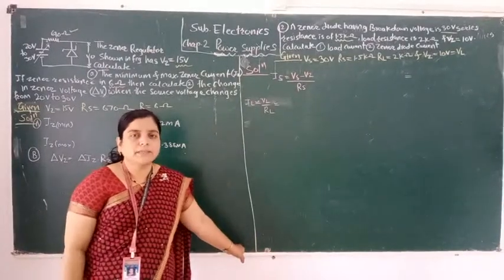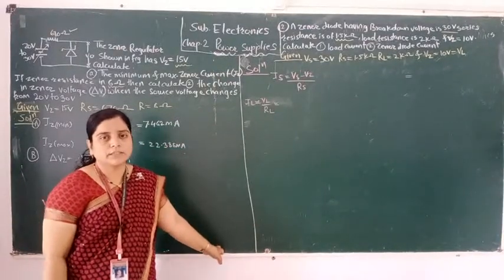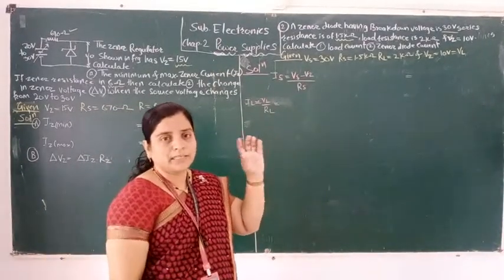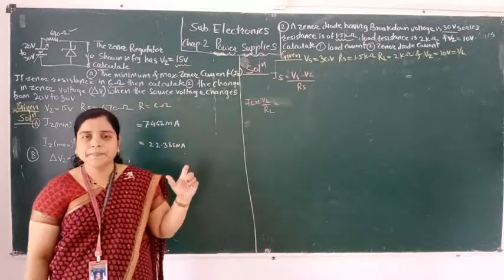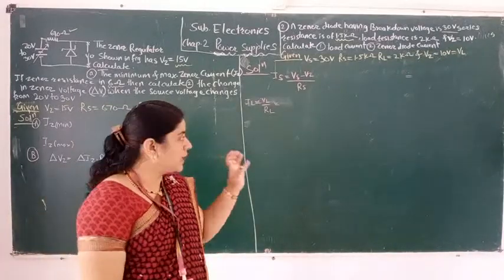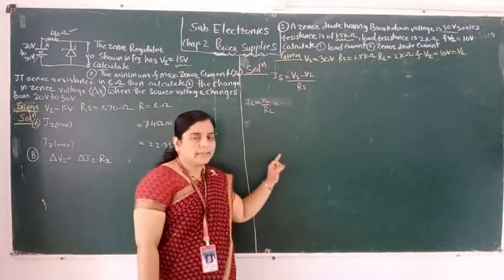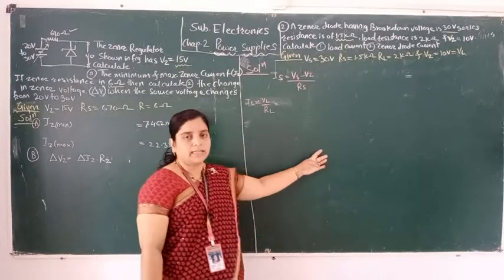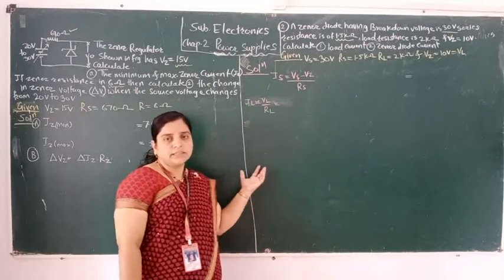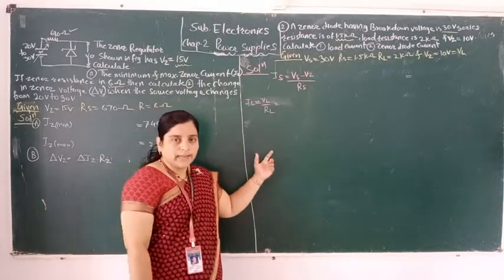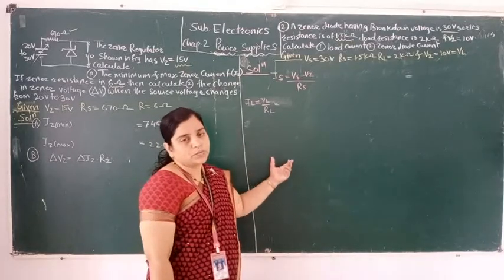We have started the chapter Power Supplies. In the previous lecture we saw the block diagram of the power supply. What was the block diagram? The first block was the transformer, the second block was the rectifier, the third block was the filter, and the last block was the regulator. We also saw the IV characteristics of the Zener diode, its circuit diagram and its working.